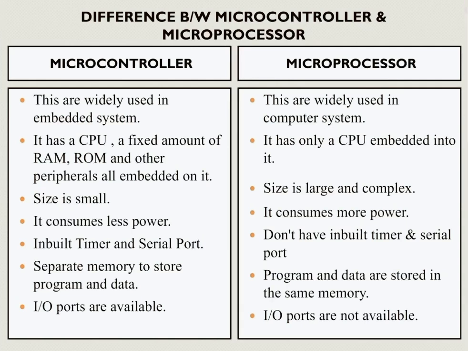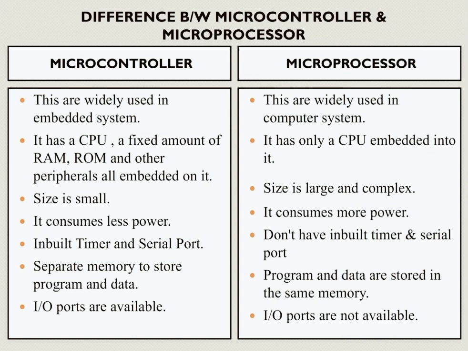The difference between microcontroller and microprocessor. Microcontrollers are widely used in embedded systems. Microprocessors are widely used in computer systems. A microcontroller has a CPU, a fixed amount of RAM, ROM, and other peripherals all embedded on it. In a microprocessor, there is only a CPU embedded into it. Microcontroller: the size is small. In microprocessor, size is large and complex. Microcontroller consumes less power. Microprocessor consumes more power.